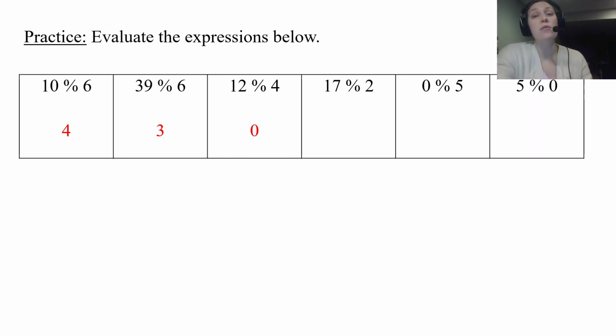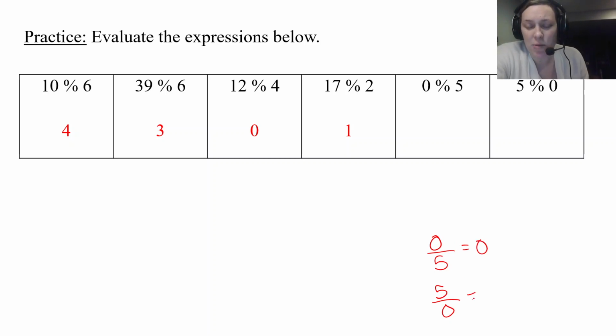17 mod 2, I know that 2 goes into 16 evenly, and there's going to be 1 left over after that. And then we get into the zeros, okay? So 1 is actually a divide by 0, which is an error, and the other one is just 0, right? So remember how this would be 0, and this would be undefined, or a divide by 0 situation. So which is which in this situation?